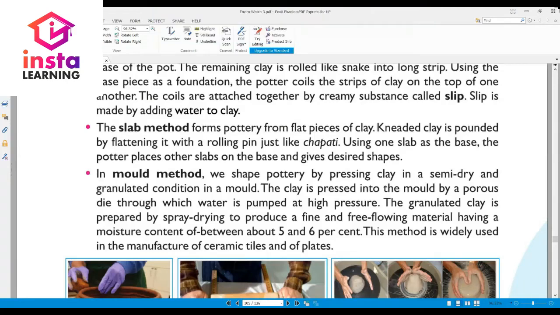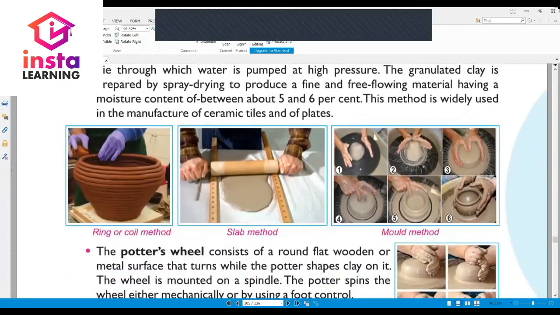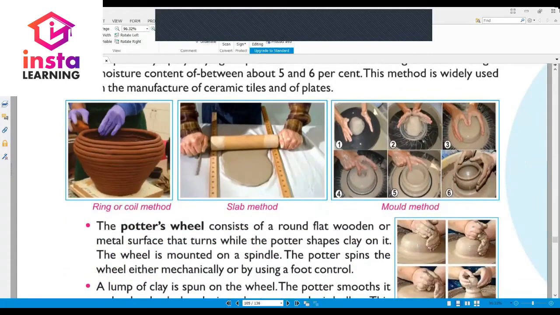In the mold method, we shape pottery by pressing clay in semi-dry and granulated condition in a mold. The clay is pressed into the mold by a porous die through which water is pumped at very high pressure. The granulated clay is prepared by spray drying to produce a fine and free-flowing material having a moisture content of about 5 to 6%. This method is widely used in the manufacture of ceramic tiles and plates.